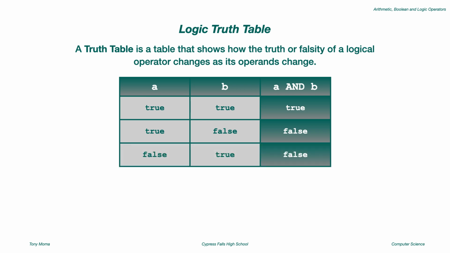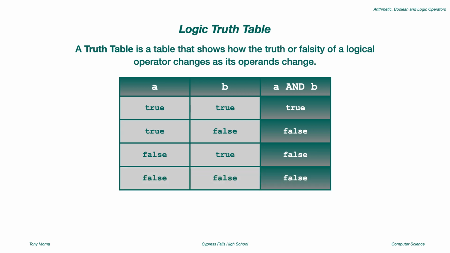Likewise, if A is false and B is true, then A and B will be false because only one of the operands is true. And of course, if both A and B are false, then A and B will be false because, once again, the AND operator requires both operands to be true. This table shows every possible combination of true and false operands that could be given to the AND operator.